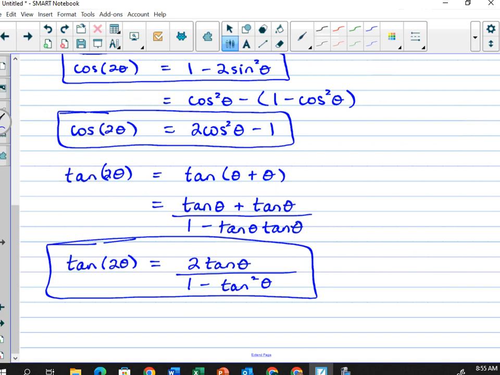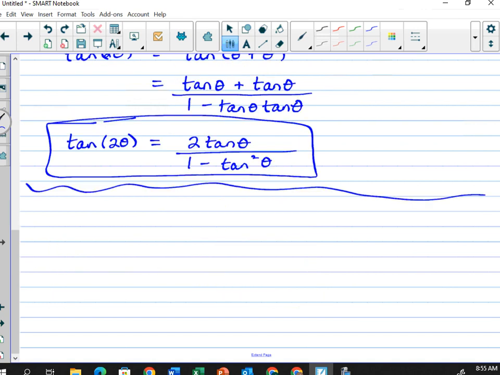Yeah, it's kind of an unsettling formula. It doesn't look very nice. Okay, so let me show you how you would actually use these. It's a heavy sigh.